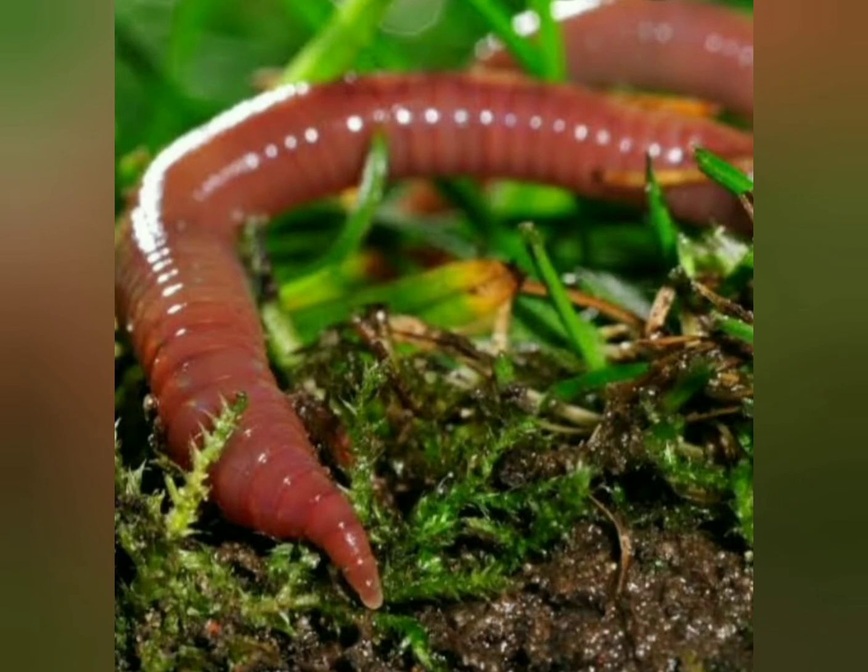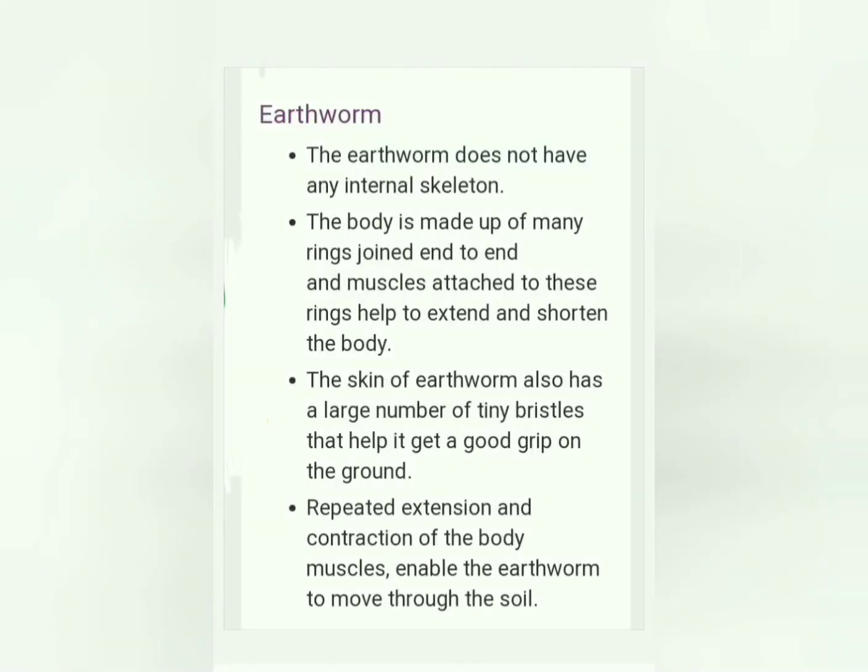The skin of an earthworm helps it to respire. Moist skin helps the earthworm to respire. In an earthworm the skeleton is absent. The earthworm does not have any internal skeleton. The body is made up of many rings joined end to end, and muscles attached to these rings help to extend and shorten the body of the earthworm.